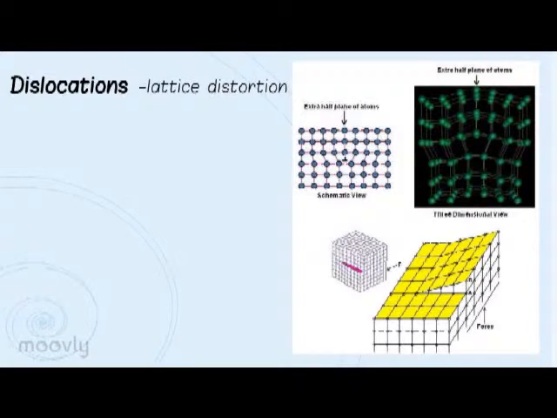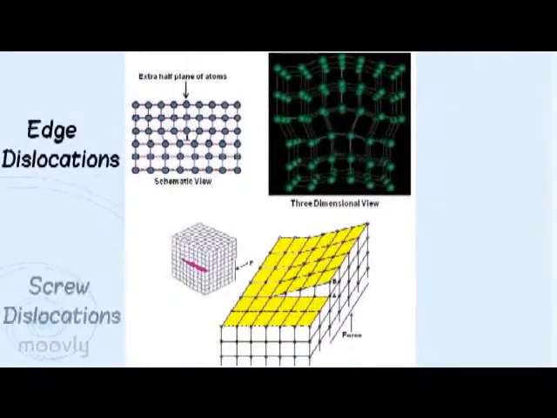A dislocation is a lattice distortion along a line because the boundaries of 2 regions of the crystal are perfectly crystalline themselves but are misaligned with each other. These could result in an edge or screw dislocation, like these.